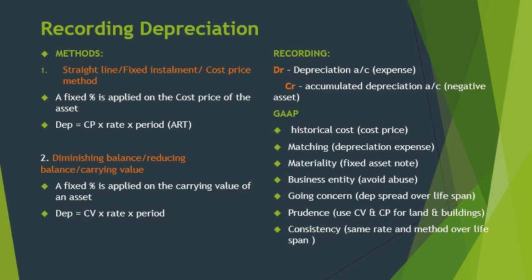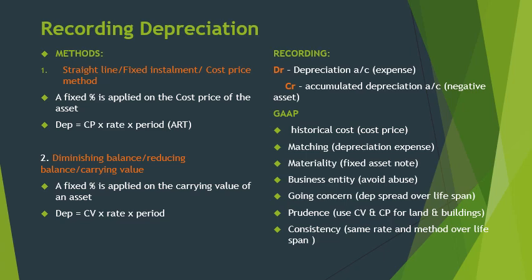Our second method is the diminishing balance or reducing balance method, also known as the carrying value method. A fixed percentage is applied on the carrying value of an asset. So I'm going to say depreciation is equal to carrying value multiplied by the rate multiplied by the period. And we calculate carrying value by saying cost price minus accumulated depreciation.